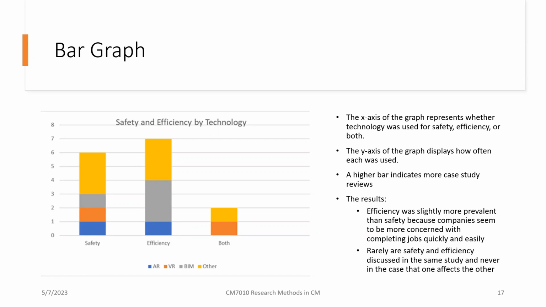The x-axis of the graph represents whether technology was used for safety, efficiency, or both. The y-axis of the graph displays how often each was used. The results are that efficiency is slightly more prevalent than safety because companies seem to be more concerned with completing jobs quickly and easily. Rarely are safety and efficiency discussed in the same study, and never in the case that one affects the other.